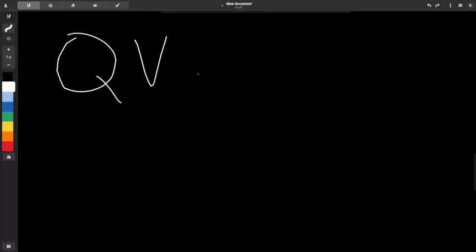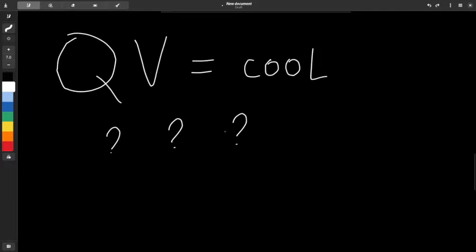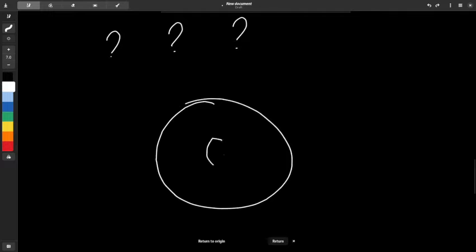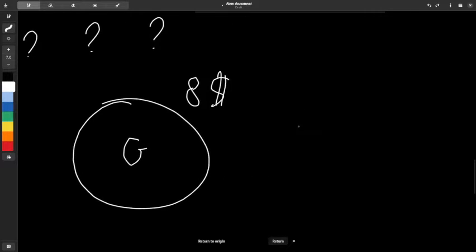Quadratic voting is cool. What makes it cool? How does it work? How does it compare to other systems? Well, say you have a government that has an $8 fund. It's trying to decide how it should spend its funding between defense and art.